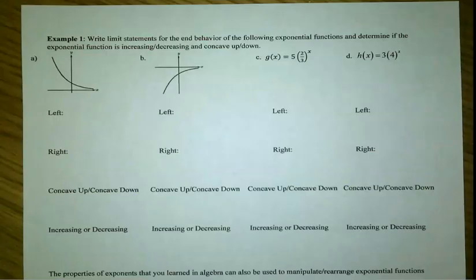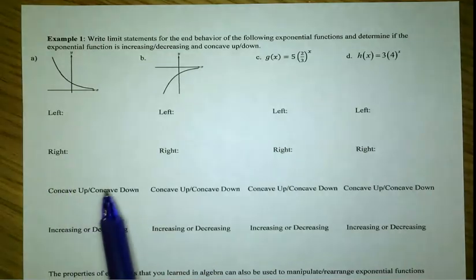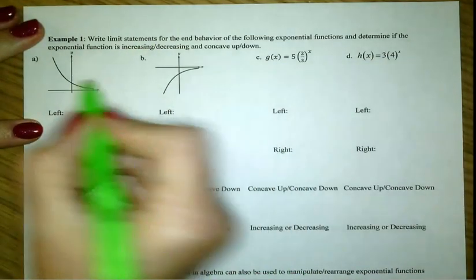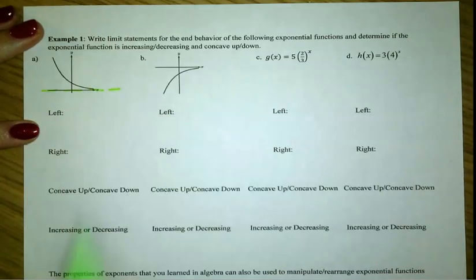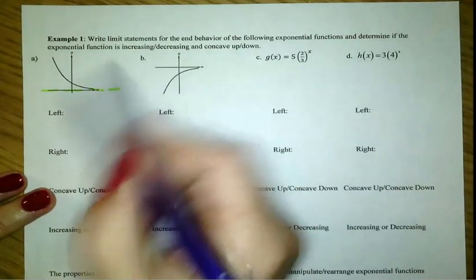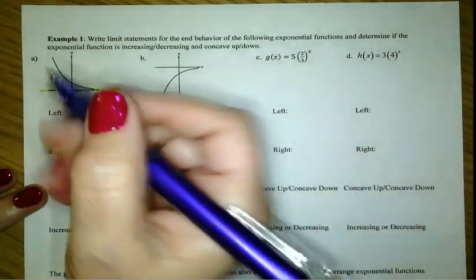So example 1, we have 4 different exponential models, and we are going to write the limit statement for the left and right hand side. We're going to determine if it's concave up or concave down, and we're going to determine if it's increasing or decreasing, based on the characteristics that we just reviewed. So as we look at these models, remember in the graph, that means we have this horizontal asymptote right there. So don't forget that exists when you're describing things. This particular function doesn't have a name, so you can either give it a name or you can just call it a generic function.